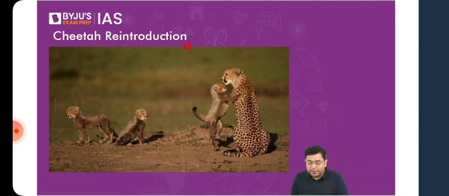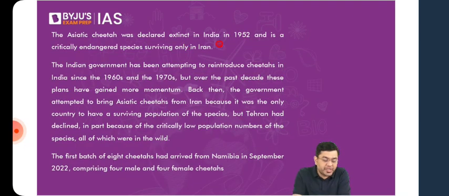So the Asiatic cheetah was declared extinct in India in 1952 and is a critically endangered species surviving only in Iran. The Indian government has been attempting to reintroduce cheetahs in India since the 1960s and 70s. But over the past decade, these plans have gained momentum. Initially, the attempt was to bring the Asiatic cheetah, but Iran declined, in part because of the critically low population numbers in Iran itself.